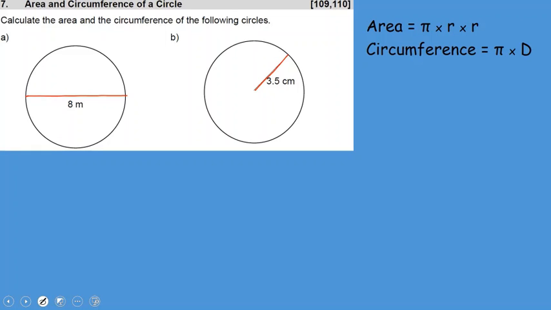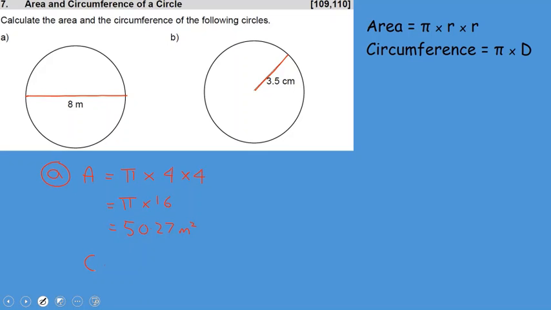Okay, so let's have a look at question A. So assuming we're using a calculator, all you're going to say is for A, our area, we've got pi times the radius, so that must be half of the diameter, so we've got 4 times 4, or 4 squared, so that is pi times 16. We put that into our calculator. And to 2 decimal places, we'll have 50.27. Looking at our units, we've got lengths in meters, so we've got our area in meters squared.